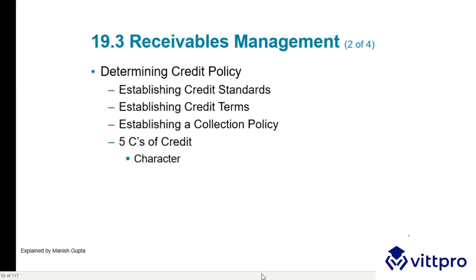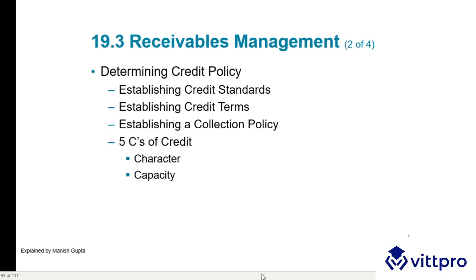Then there are the 5 C's of credit, meaning when you are establishing the credit standard and the credibility of the company, there are normally 5 C's of credit. One is you will look for the character of the company. What are their values? What is their standing? Then capacity. Do they have enough assets? Do they have enough cash? Do they have a factory? Do they have fixed assets? Do they have cars? Do they have a house?